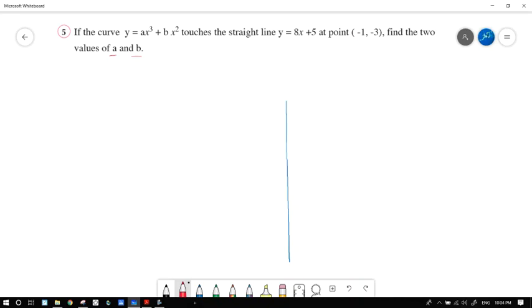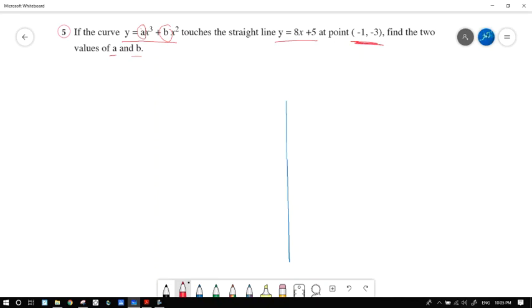So what are the givens here? We have an incomplete equation of the curve because there is a variable a and a variable b. I need to find the values of them, and the equation of the straight line, which is the tangent to the curve. So I have the equation of the curve and the equation of the tangent, and also the point of tangency, which is (-1, -3). And remember that this point belongs to both the tangent and the curve.